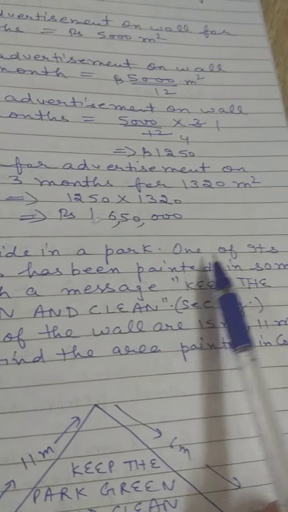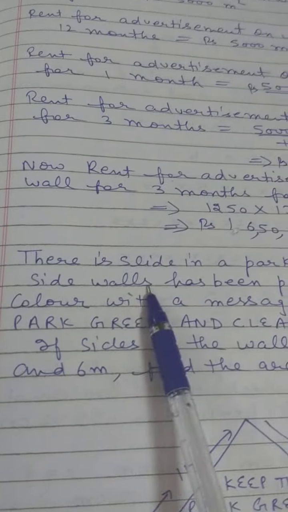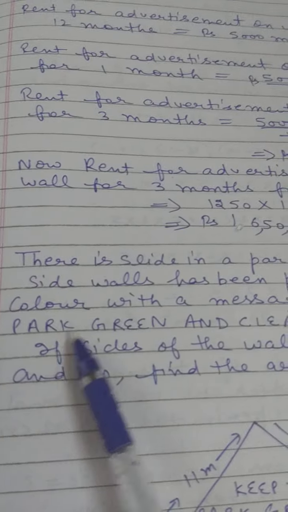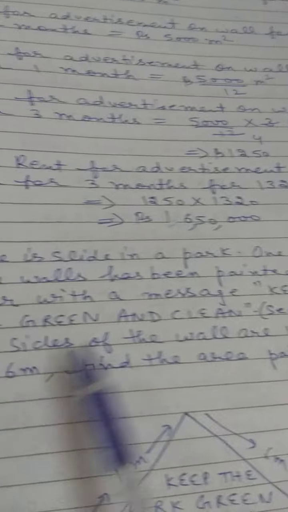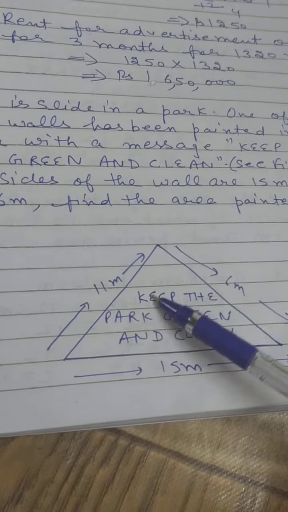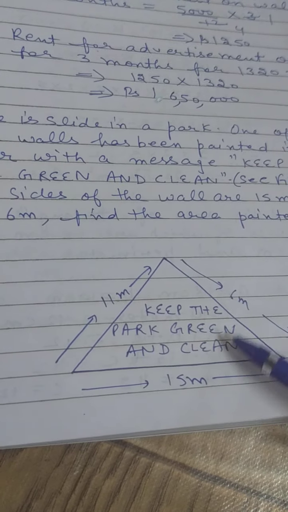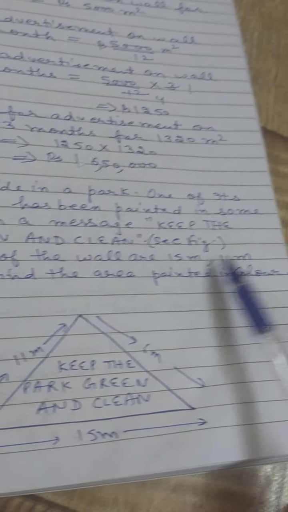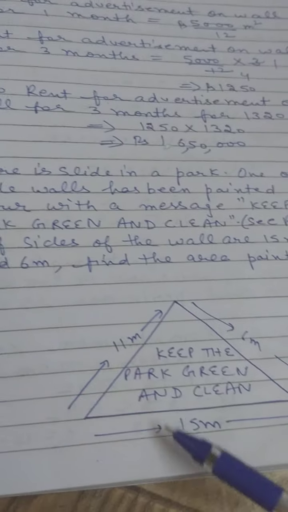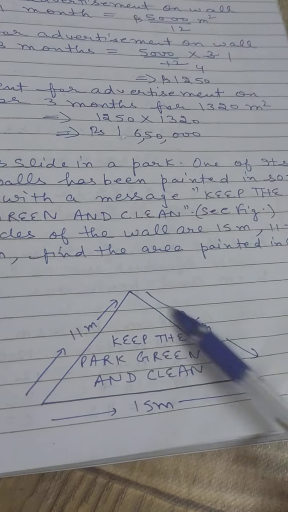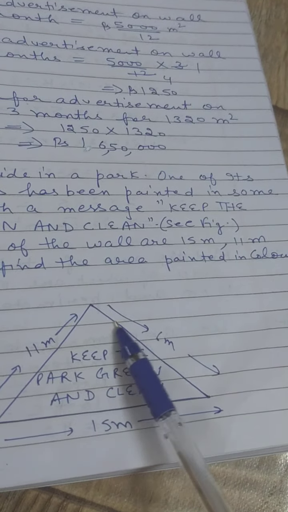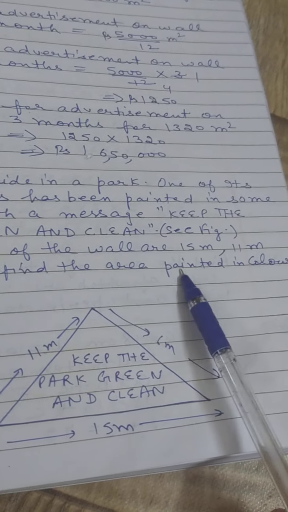Question number 3. There is a slide in a park. One of its side walls has been painted in some color with a message, keep the park green and clean. See the figure. Here we are given the sides of a wall are 15 meter, 11 meter and 6 meter. This is 15 meter, this is 11 meter, this is 6 meter. Find the area painted in color. We have to find the area painted in color.